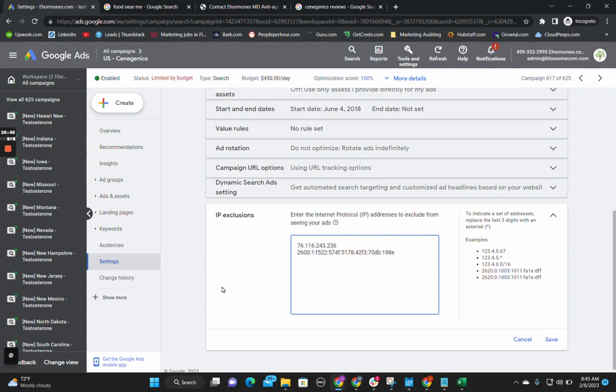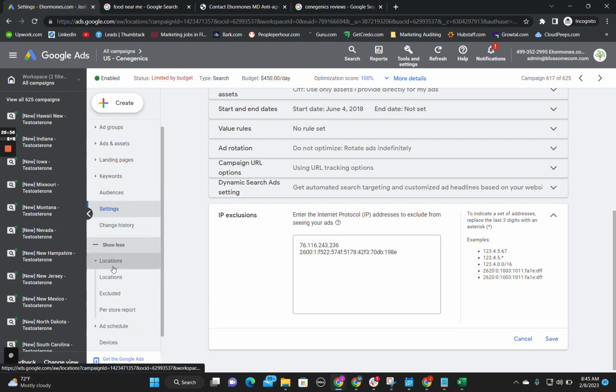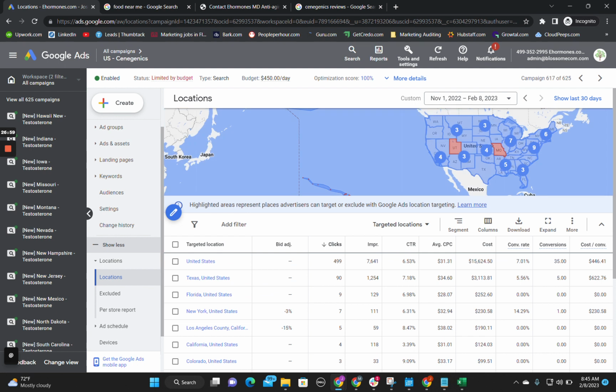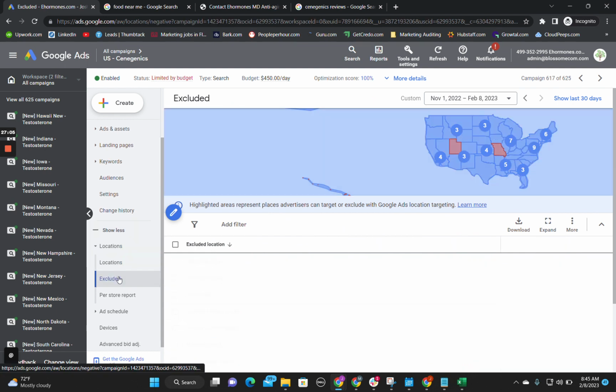IP exclusions, you see this. Gosh, I'm not going to bother on this. Just ignore it for now. Very, very seldomly do we ever have to use that. We're going to check locations again just on here to make sure that it looks okay. Sometimes, things can just be misunderstood.